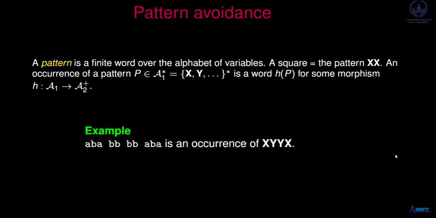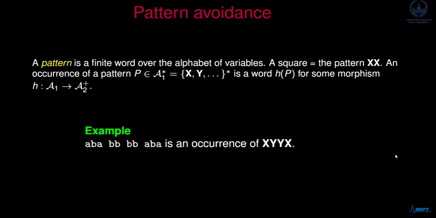Let's revisit the idea of pattern avoidance with a more formal definition and an example. A pattern is a finite word over an alphabet of variables. For instance, the pattern for a square is simply XX, where X represents any word. This is why we say a word avoids squares if it doesn't contain two consecutive identical factors.